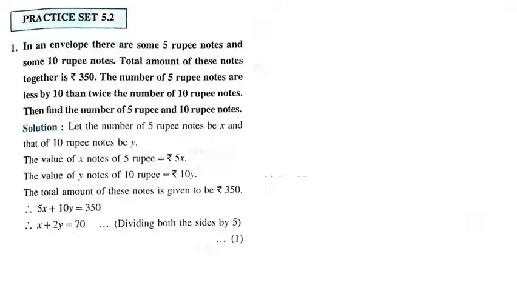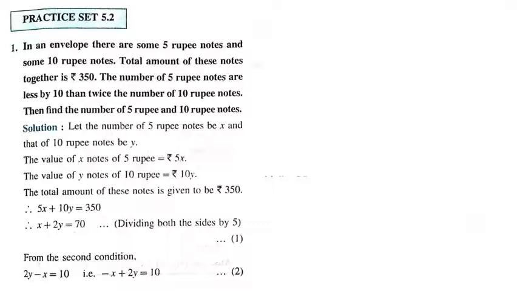10y upon 5 will be 2y and 350 upon 5 will be 70. So let us number this as equation 1, because we got this equation from the first condition. Now let us proceed further to frame equation number 2 by applying the second condition.